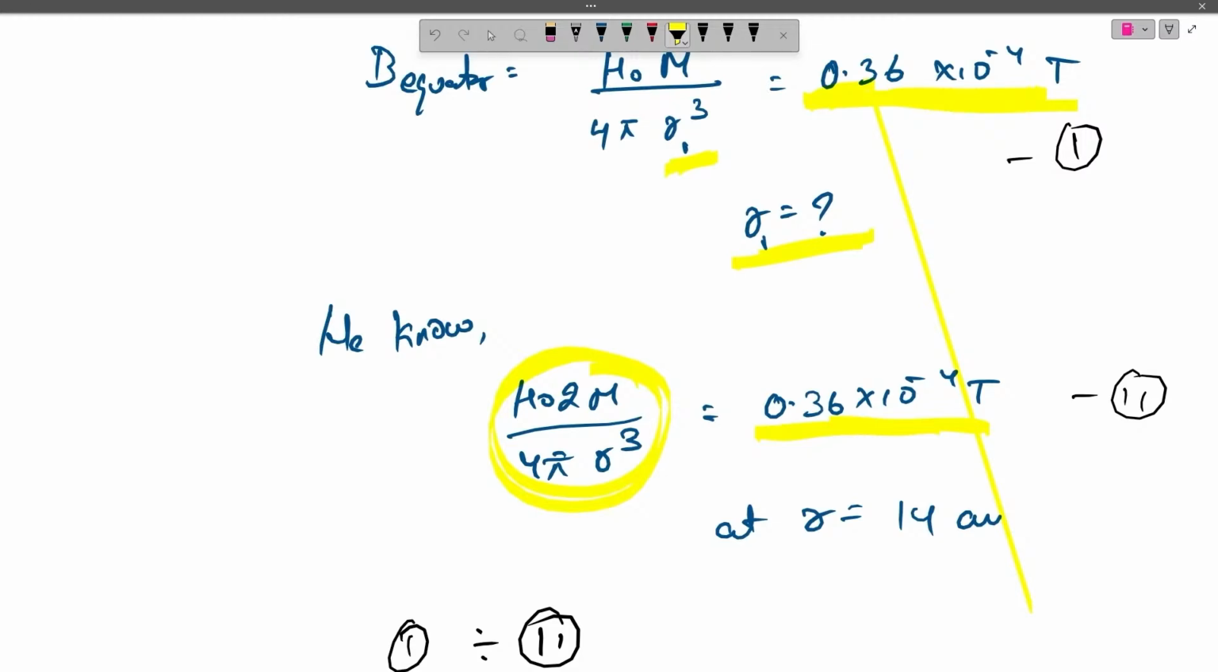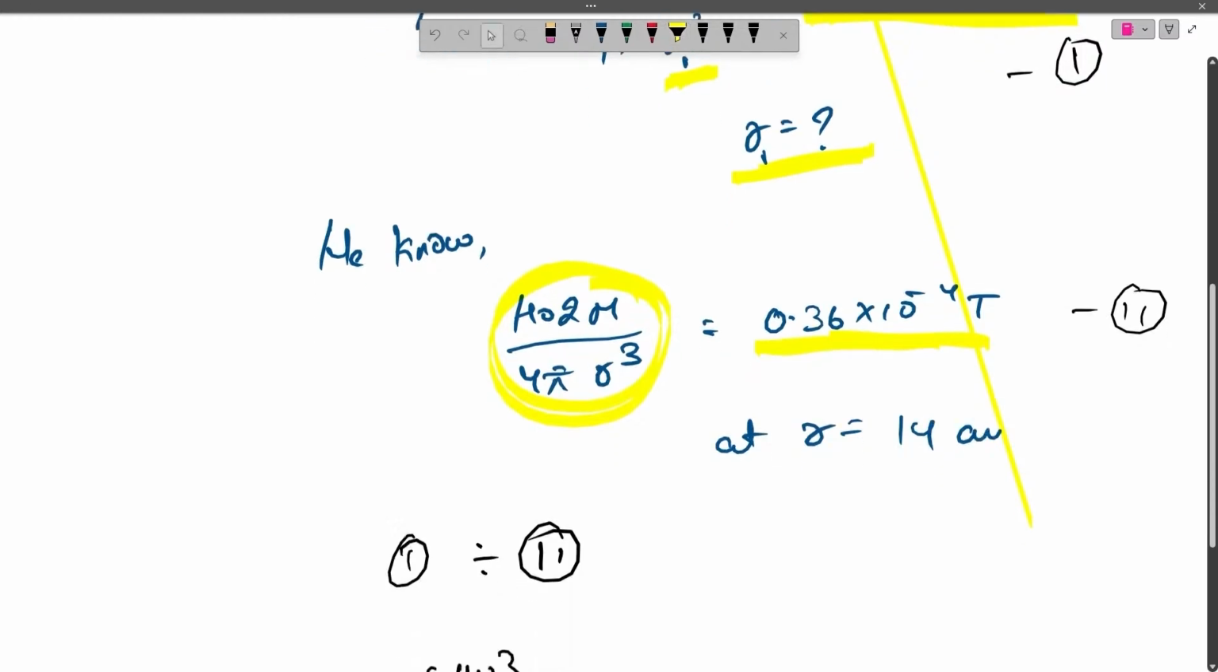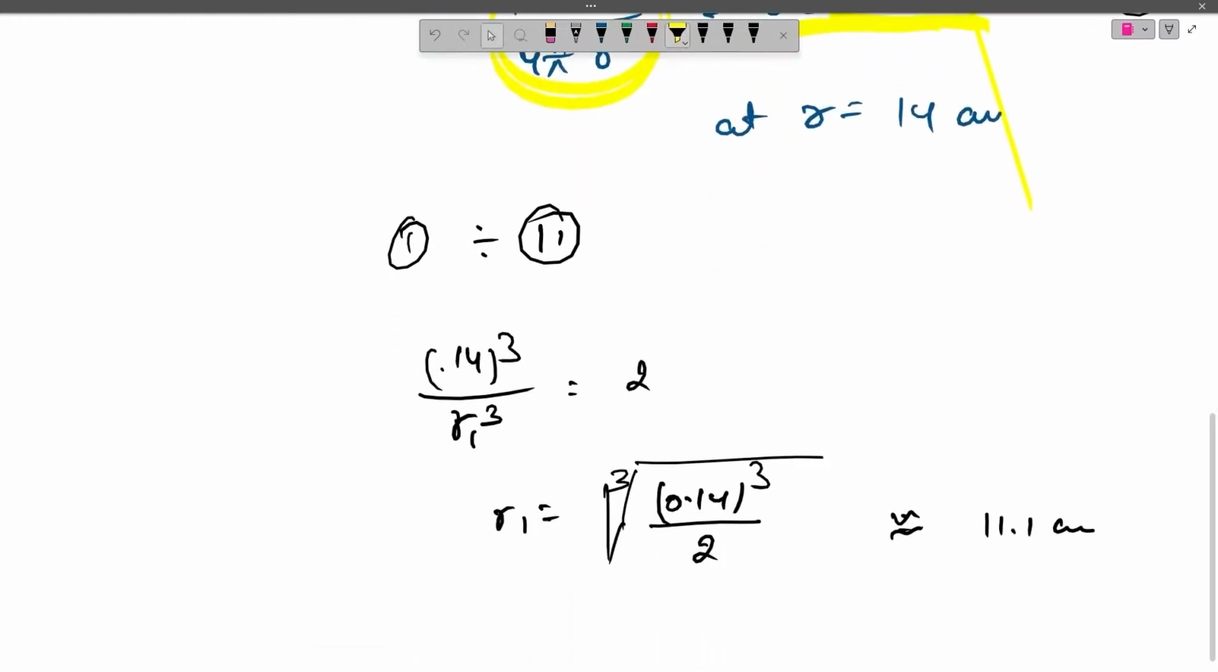So when we divide these two equations, we will get 0.14 meter or 14 centimeter by r1, whole cube, that is, this is the unknown, would be equal to 2. So from this equation we can find out r1, which will be equal to 11.1 centimeter. That is, the new null point will be at the equatorial position at 11.1 centimeter away from the center of the magnet. Thank you.